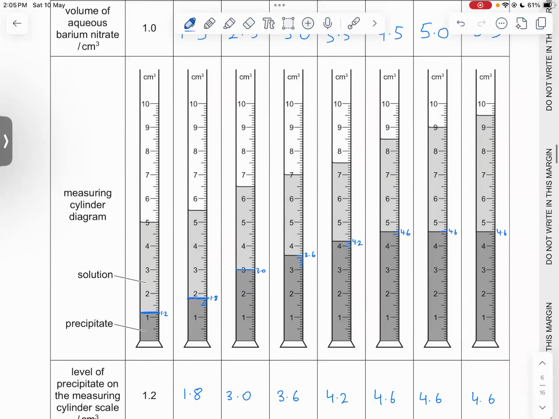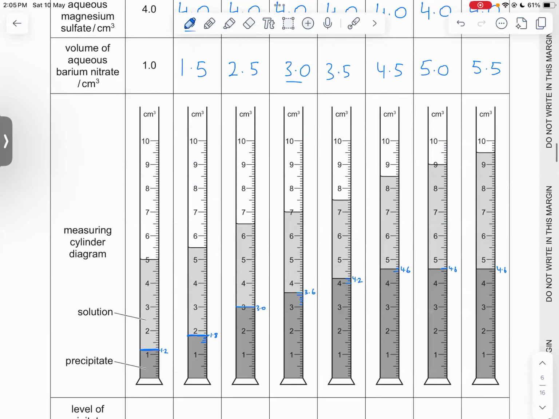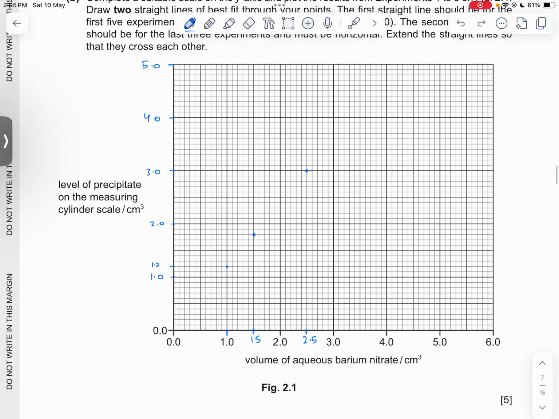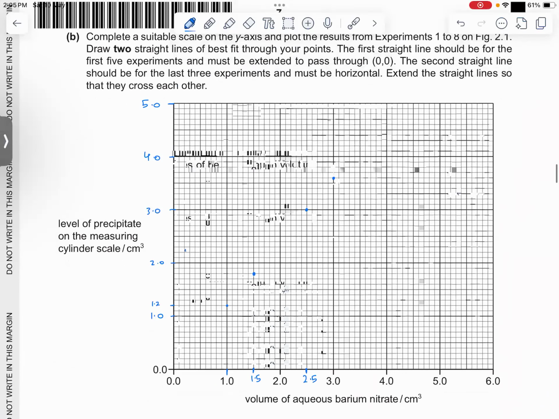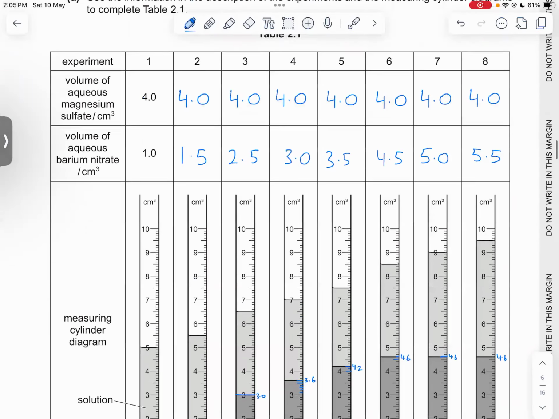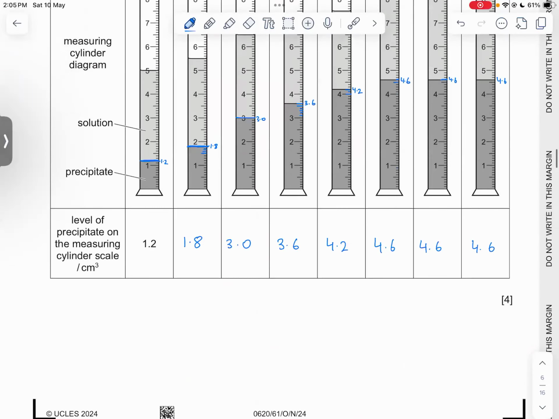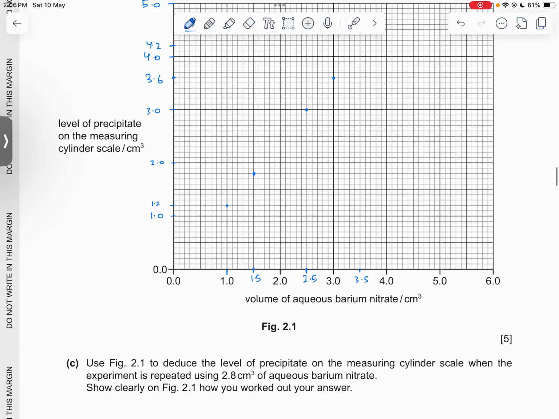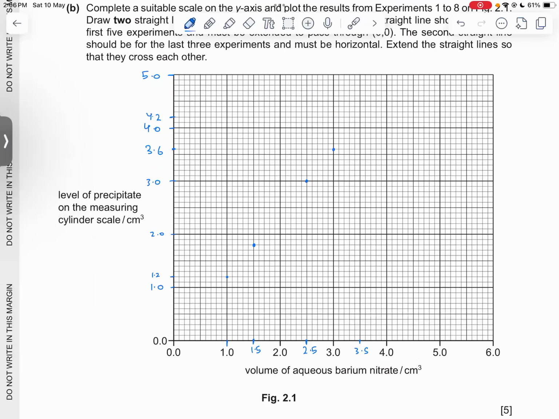After that, at 3.0 volume of barium nitrate, 3.6 centimeter cube is produced. So 3.6 centimeters produced, that is right there. All right, and then after 3.0 there is 3.5, and at that 4.2 centimeter cube is produced. This is 3.5. That was 3.6. Now 4.2 is this one. At 3.5 we are going to see 4.2 centimeter cube of precipitate forming.